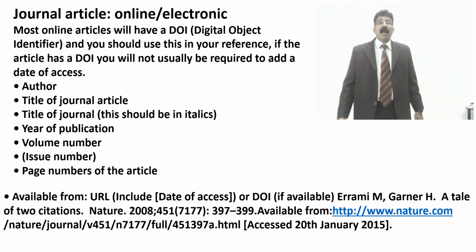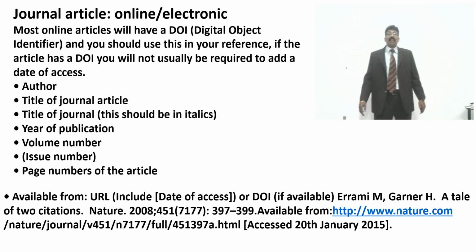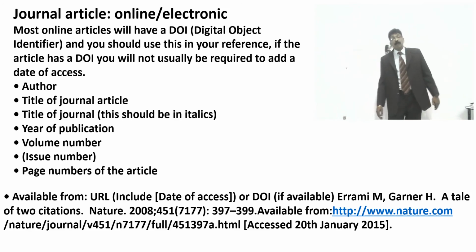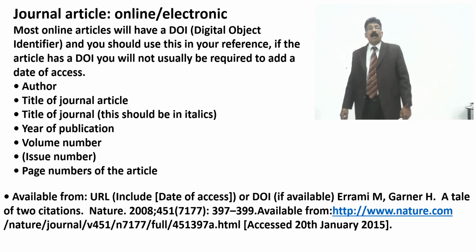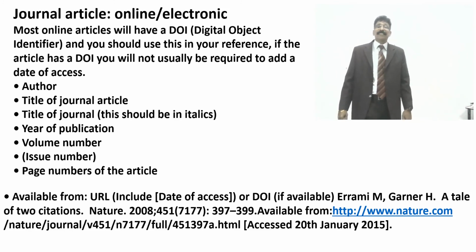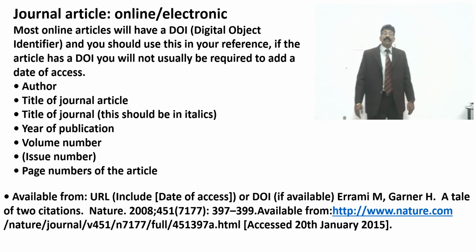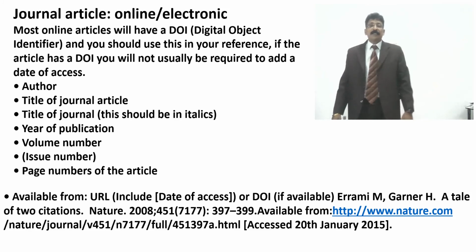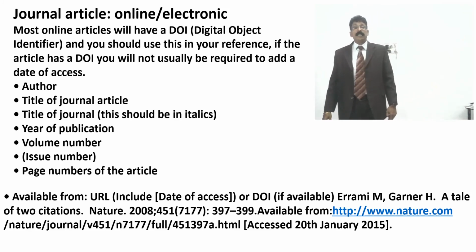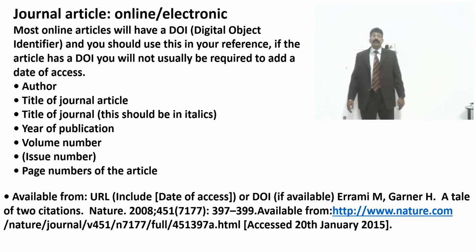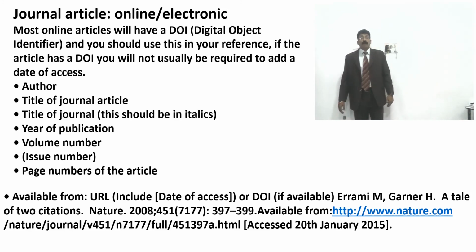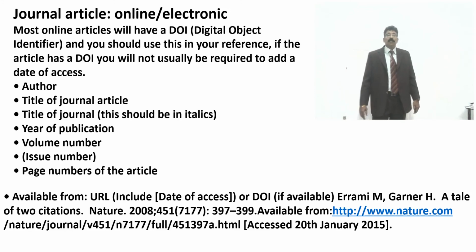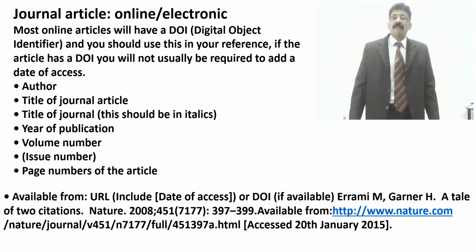And for a journal article online, electronic articles must have a digital object identifier, and you should use this in your reference. If the article has a date, for example the digital object identifier, the date of access is also very important and should be added. Author name, title of the article, title of the journal written in italics, year of publication, volume number, issue number, and also the page number of the article should be mentioned.